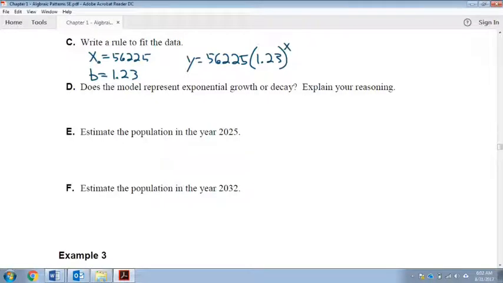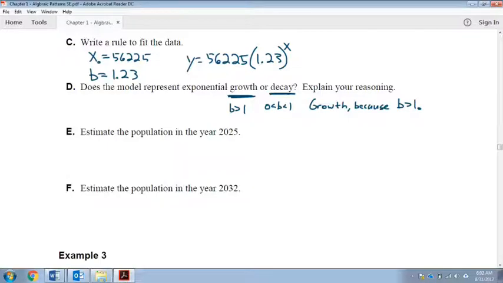Does the model represent exponential growth or decay? Remember, growth is when the b value is greater than 1, or your y's are going up. And decay is when b is between 0 and 1, or your y's are going down. So explain your reasoning. Well, this is growth because b is greater than 1. And that's all you need to say.